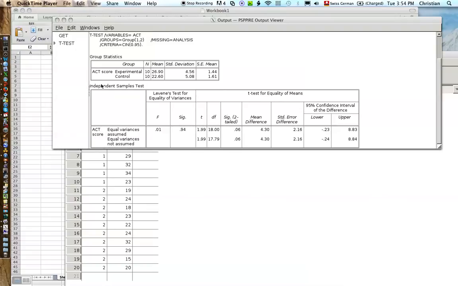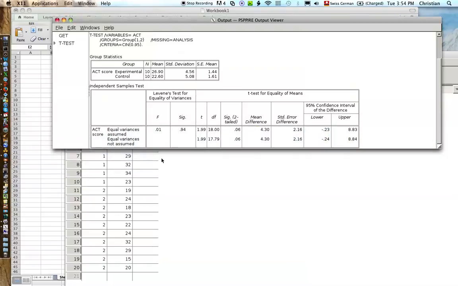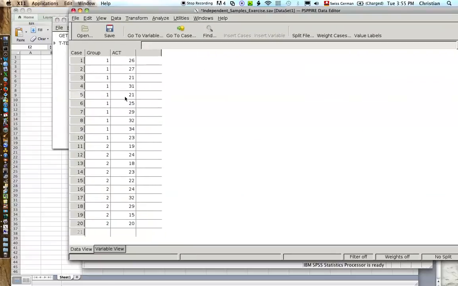Here's an example in PSPP of the one sample t-test. So let's imagine that we have our data here. We have our two samples, the experimental group and the control group, and we just want to know if this particular group of students is different than the norm in the population.